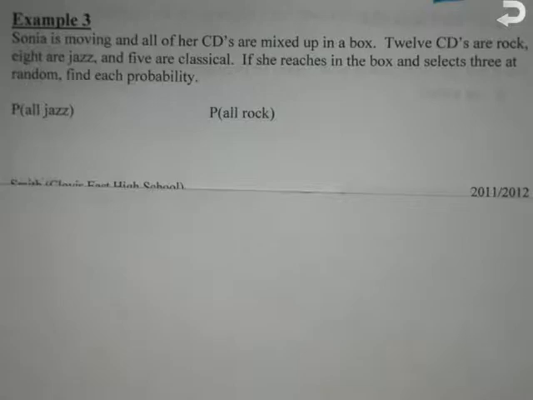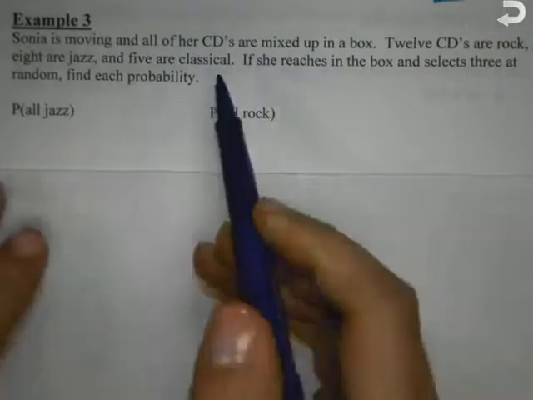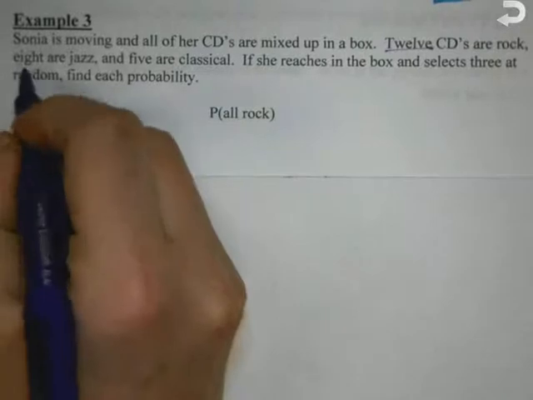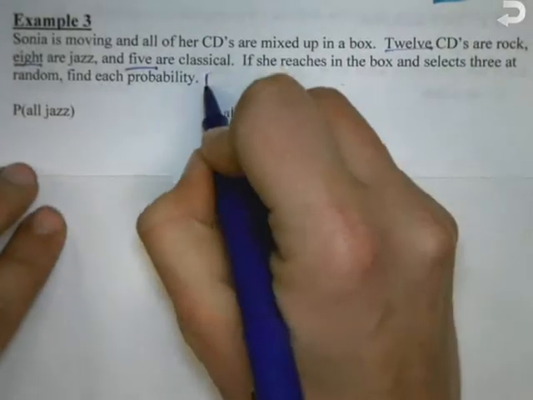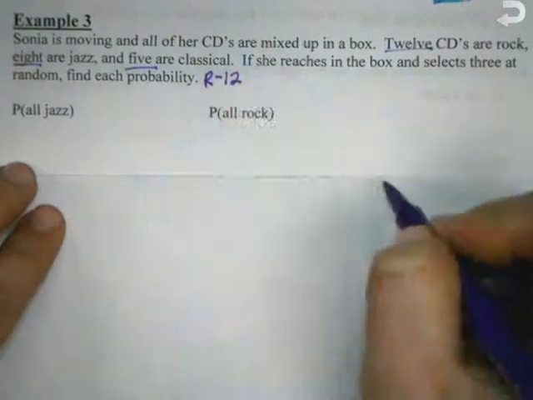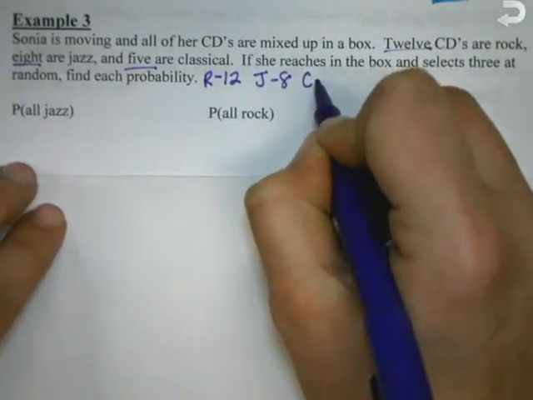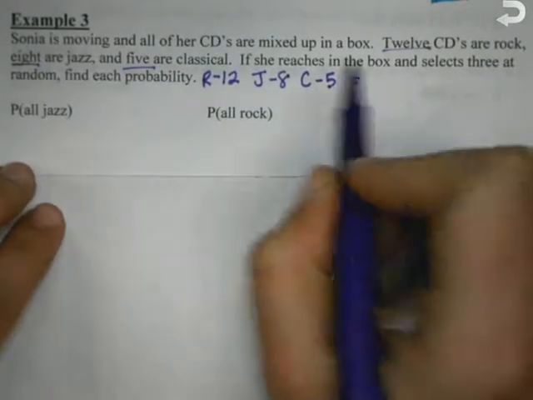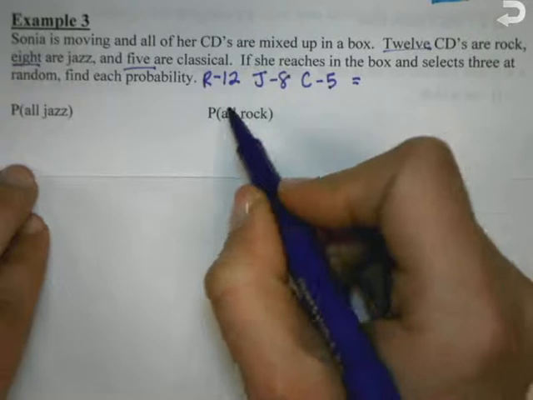Example 3 gives us this situation. Sonia is moving and all of her CDs are mixed up in a box. 12 are rock, 8 are jazz, and 5 are classical. So I'm going to rewrite that as rock, there's 12, jazz, we have 8, and classical, we have 5. So that gives me first a total of 8 plus 5 plus 12 gives me a total of 25 CDs.